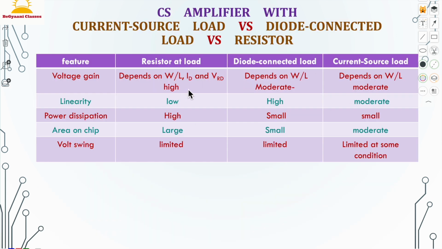So this is the comparison table of all three common source amplifiers, and let's focus on this current source load version. Here the voltage gain is moderate, which depends on the size of the MOS transistor. Linearity is also moderate. It dissipates less power. Area on the chip is also moderate in comparison to the resistive load and diode connected load versions. The voltage swing is a very interesting property of this amplifier. It has a limited voltage swing at some boundary conditions only. Otherwise, it has a large voltage swing.